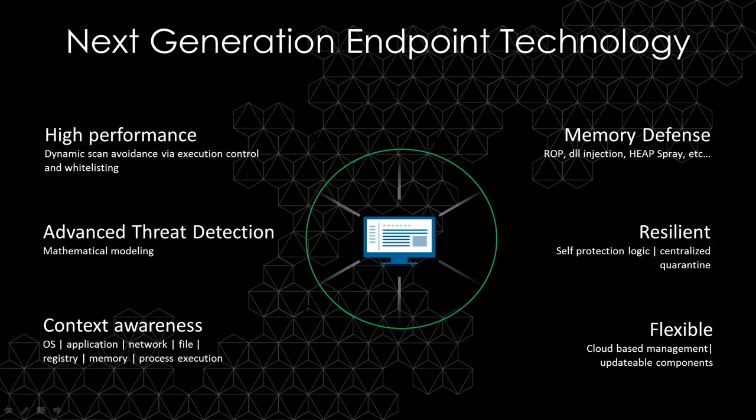We can use whitelisting where needed. But it's all based on execution control and is purely run through the math algorithm. It's very fast and very efficient. We have the advanced threat detection based on mathematical modeling. It is context aware, so it'll give you information on the OS, the application.